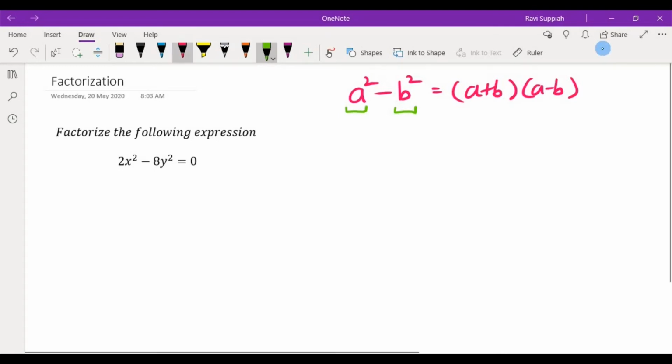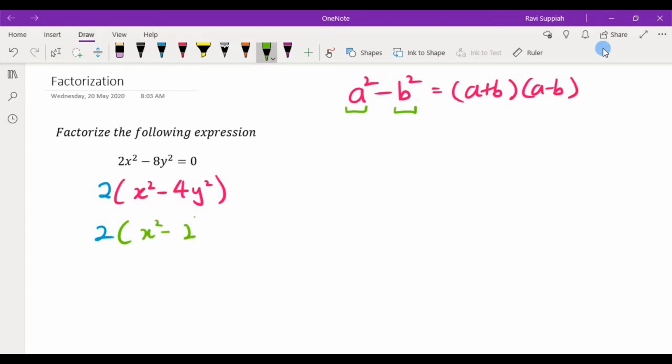Now what we can do is factorize out the 2. If I factorize out the 2, what remains is x squared minus 4y squared. With this, what you see is the coefficient of x squared is 1, so 1x can be an object together with the square. Now 4, we know 4 is 2 squared. Correct? So let's write that over here. So what I have here is x squared minus 2 squared y squared.